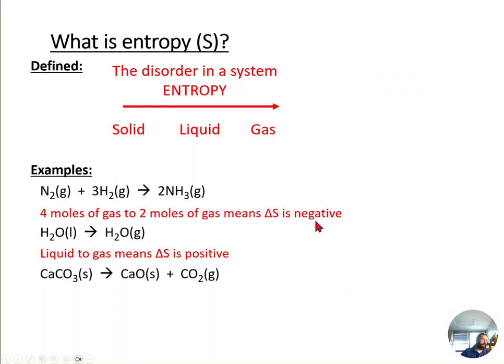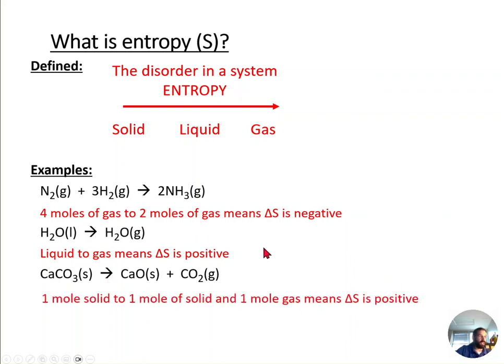And for the last example, we have 1 mole of solid calcium carbonate going over to 1 mole of solid calcium oxide and 1 mole of carbon dioxide. The gas has more entropy than the solid, and we're going from 1 to 2 moles. So delta S there would be positive.